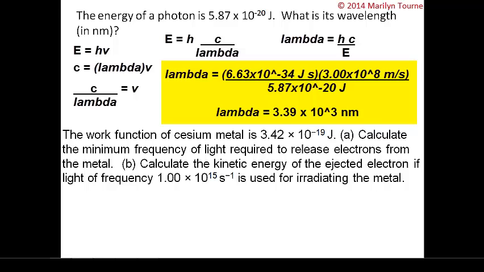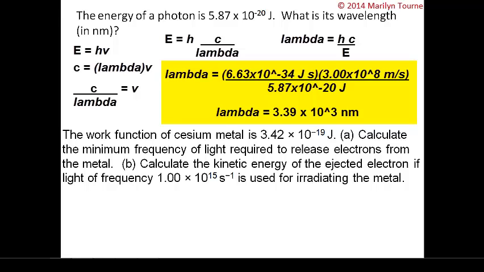Really simple problem. The hardest part here is that you have to remember that you can combine those two equations, E equals h nu and c equals lambda nu, to get any combination of those variables. All right, let's do the next one.